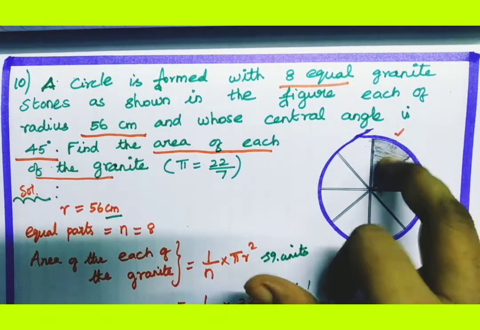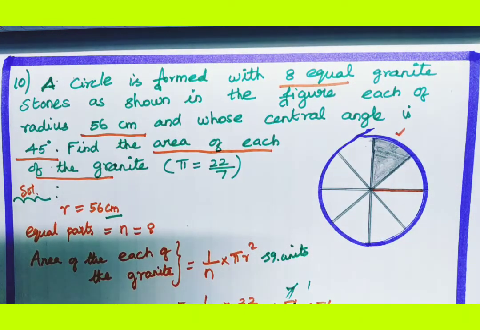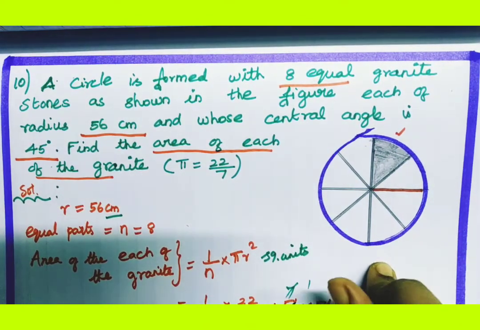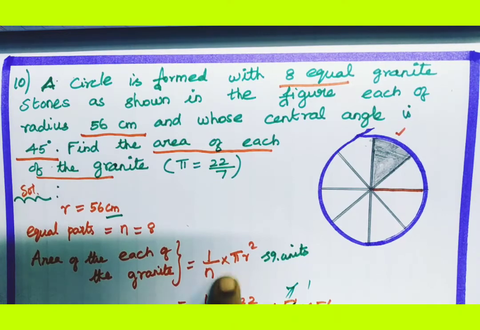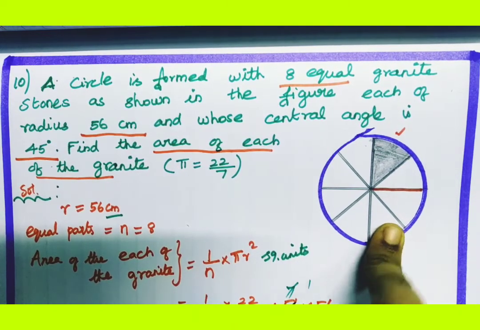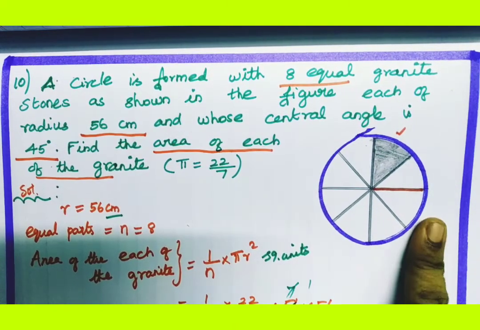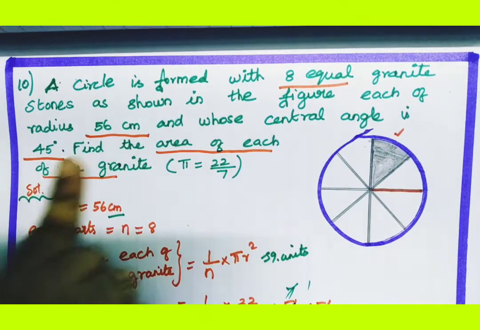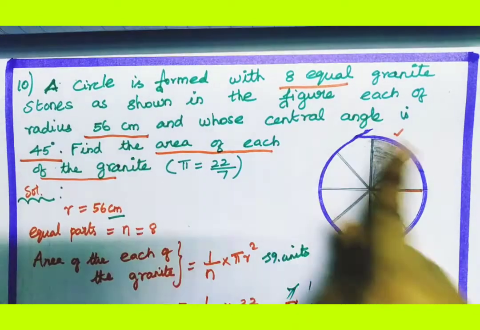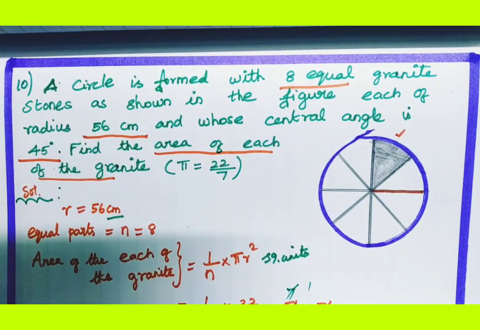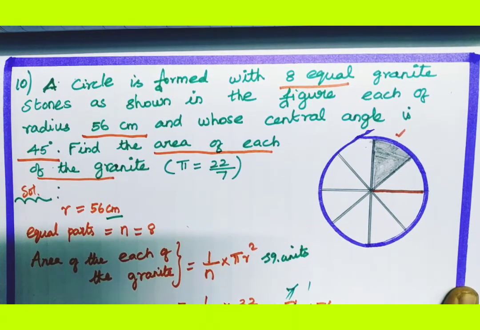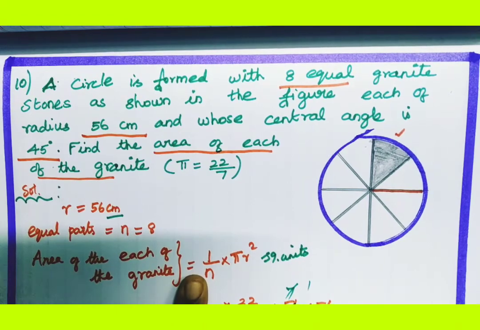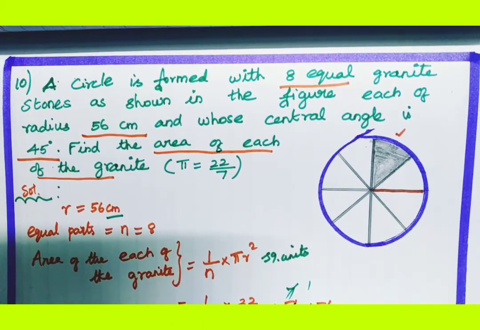We want only one granite's area only. Okay, so how many equal parts? 8 equal parts. So if it is given like that, we can use the 1 by n formula. Okay, equal parts is given, we can use the 1 by n formula. If the angle is given, you can use theta by 360. But someone will ask, miss, here 45 degrees is there. Why can we not use theta by 360 degree? Yes, you can use that also. Here I chose this formula because I get the easy calculation. You can go with that also. You will get the same answer.